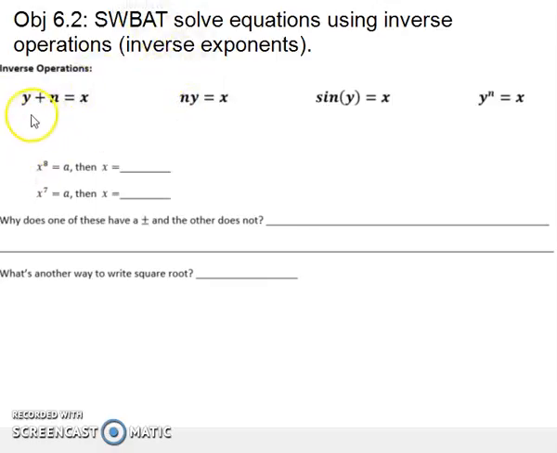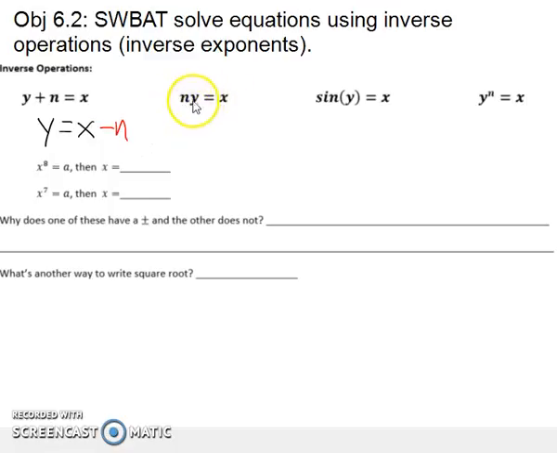So an inverse operation you've known since you were in like second grade. The opposite of addition is subtraction, and what that looks like in algebra is this. A plus n on the left side of the equation becomes a minus n on the right side. So if y plus n equals x, then y is equal to x minus n. In order to move it from one side of the equation to the other, it becomes its inverse operation.